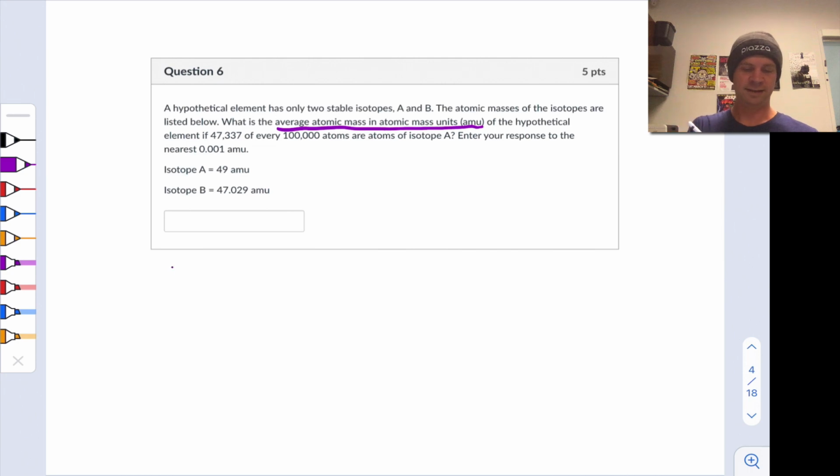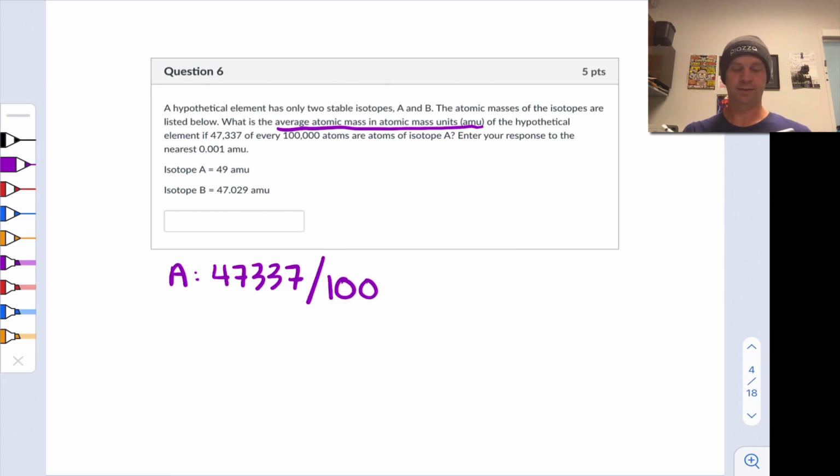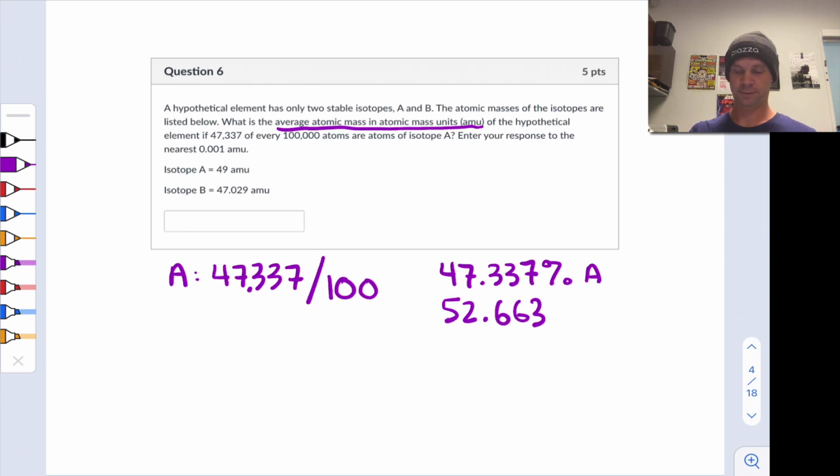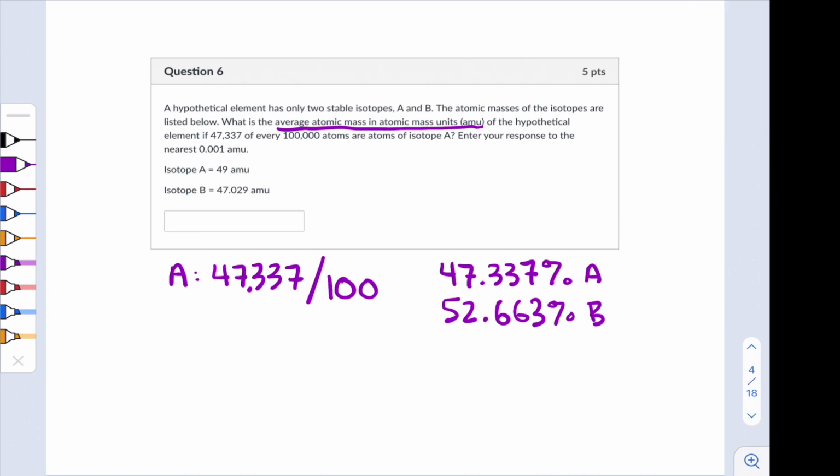So what we have here is that in a given sample, 47,337, very odd number, but there you go, 47,337 atoms in the sample are A in a total of 100,000. So what I'm actually going to do is just shift the decimal place. 47.337 divided by 100 is equivalent to 47,337 divided by 100,000, right? And so another way to express this is that the sample is 47.337% A, and the balance, the remainder, must be B, right? And if my math skills serve me right, that's 52.663% B.